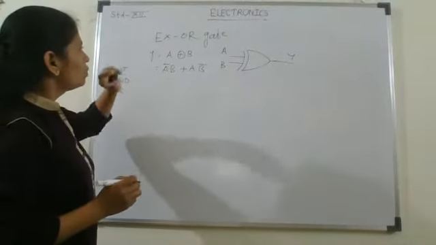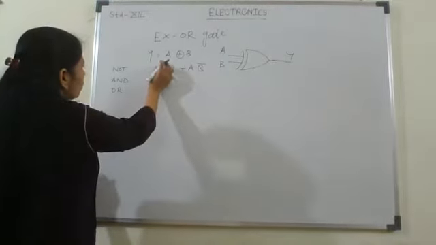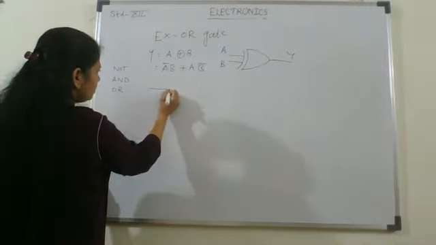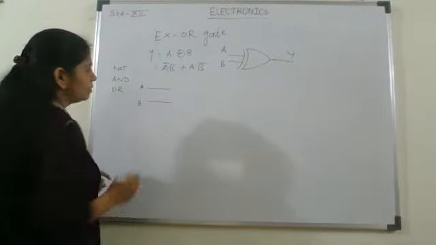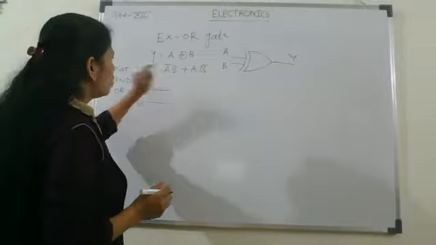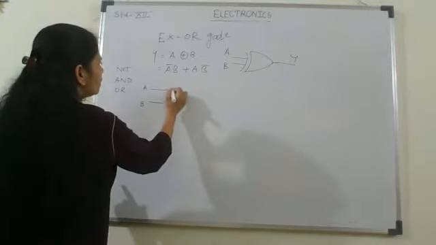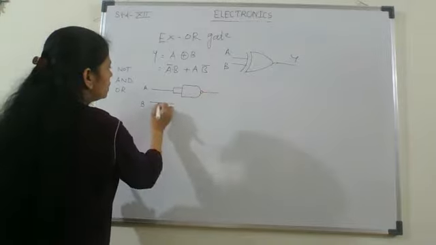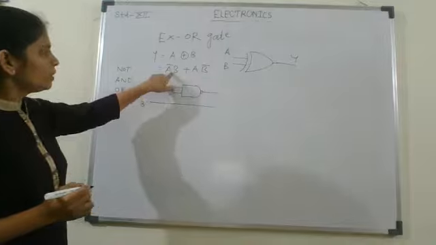Now we want to draw this diagram by using NAND gates. So first of all, see, this is the complement. This is A and this is B. Now this is complement. Complement means what? NOT gate. So here we want a NOT gate using a NAND gate. So this is A, here we got A B.